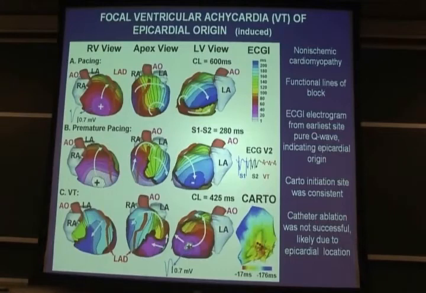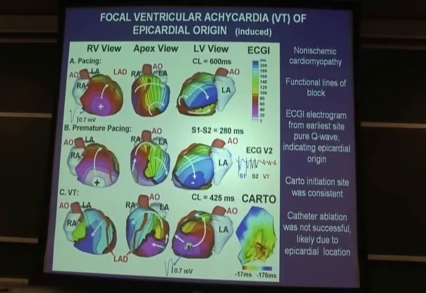This patient, okay, this is induced, not spontaneous. This patient was paced from this region here. Okay, this is the pacing. This is a pace beat. All right, and you see the activation goes around the heart. There is a line of block here. Again, it's an abnormal heart. This is a non-ischemic cardiomyopathy patient. So there are lots of scar tissue, abnormal heart, and the black is a line of block.